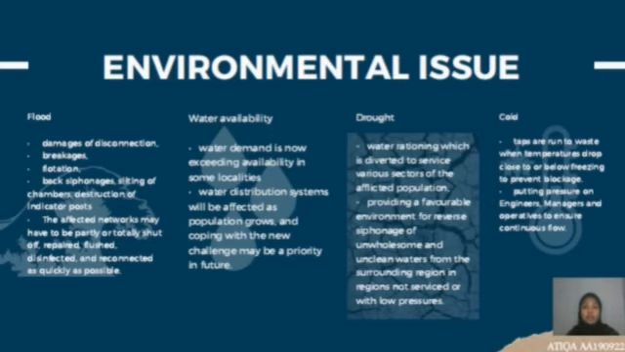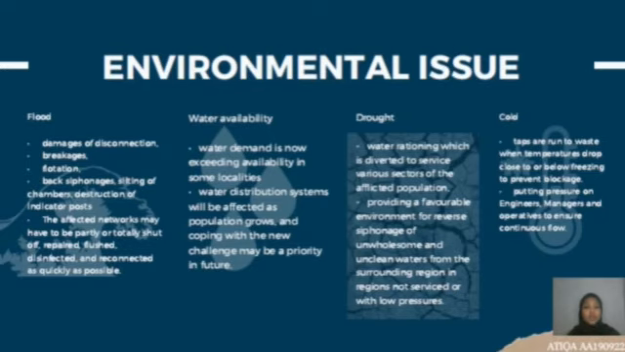Environmental issues. The first environmental issue is flood. Flood can cause damage such as disconnection, breakage, flotation, back siphonage, silting of chambers, and destruction of indicator posts. Second is water availability. Water demand is now exceeding availability in some localities, and the water distribution system will be affected by population growth.